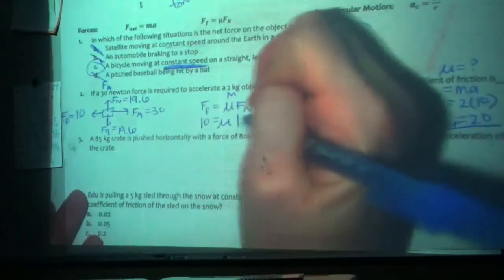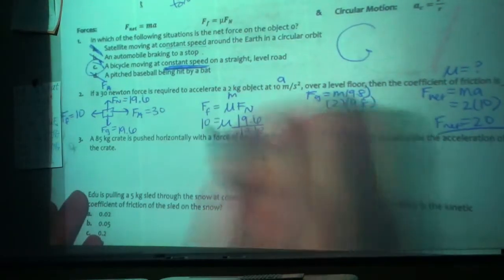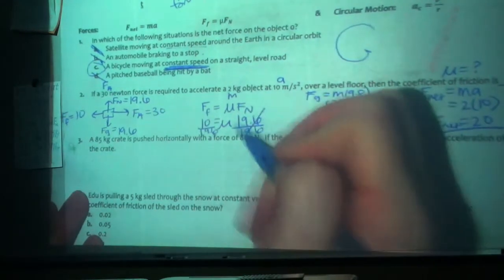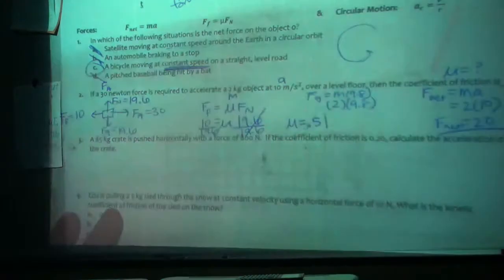Fn we said was 19.6. We need to divide the 19.6 over, not the 10, because we want to cross off and get mu all by itself. And that gives me mu is 0.51. So that would be my answer.